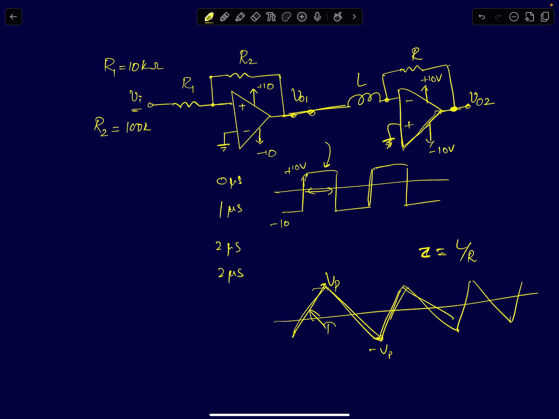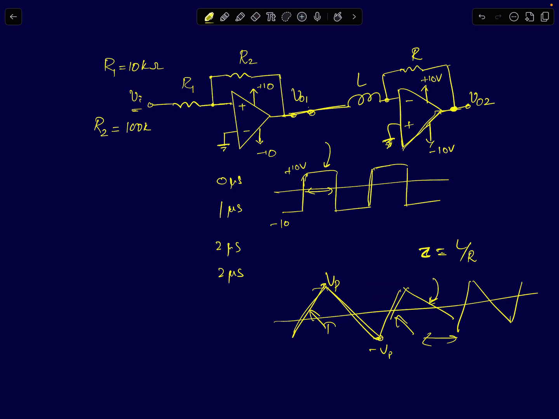On the positive half cycle, the slope will be positive. In the other half cycle, the slope will be negative. The slope will be negative in this half cycle, and positive in this half cycle. So if I give you the slope and the time period, you can automatically compute the peak.